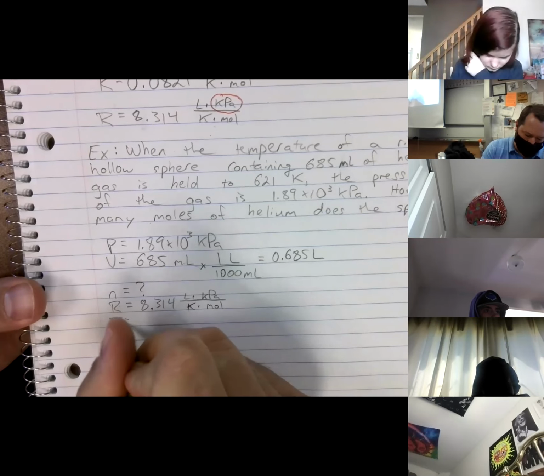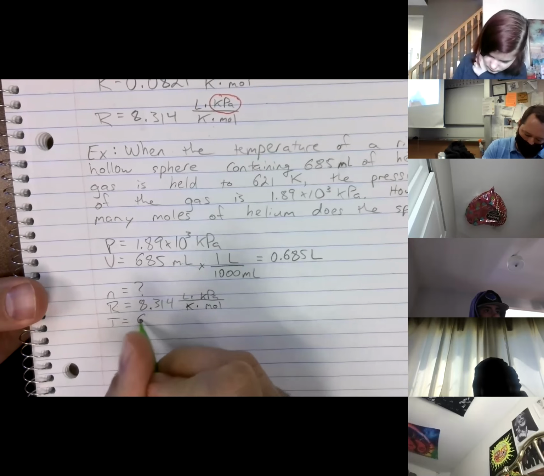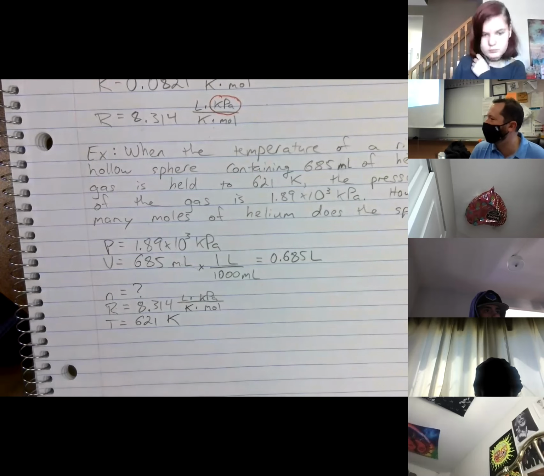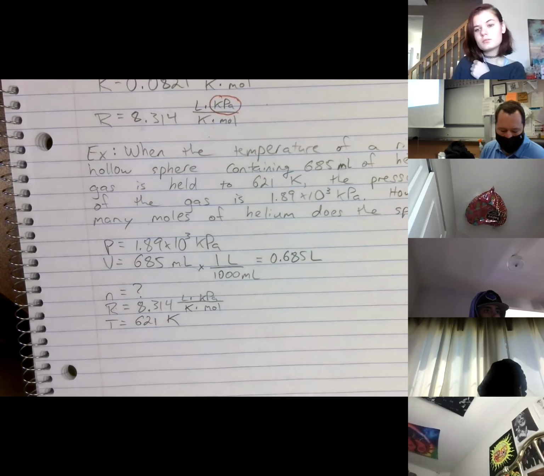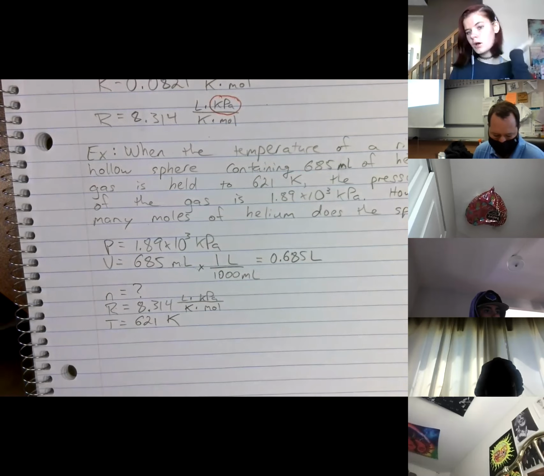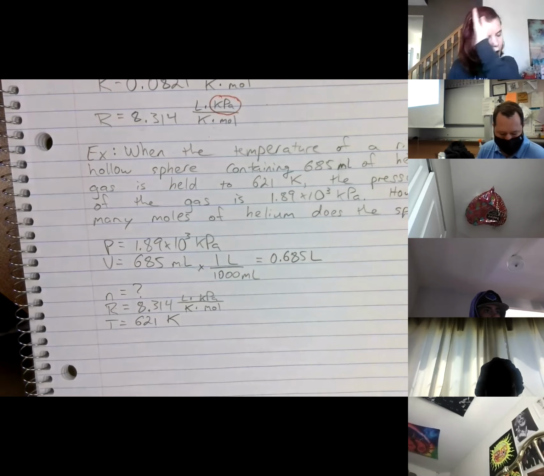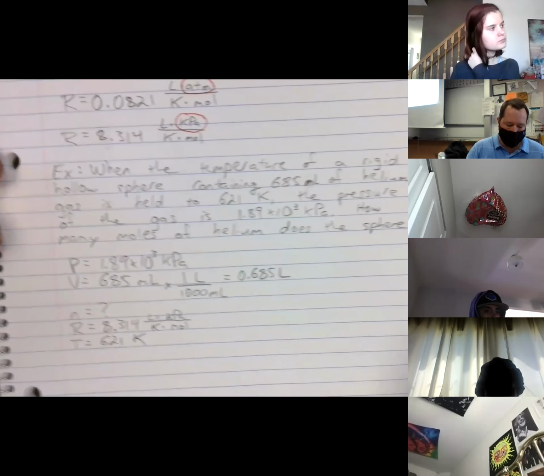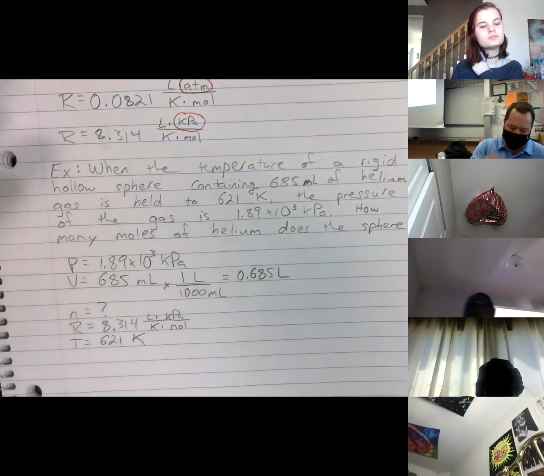And finally, our temperature, 621 Kelvin. Hey, it's nice when they give it to us in Kelvin. We don't have to do any conversions or anything. We just already got it in Kelvin. All right, so there are our variables. Now we're ready to start thinking about the formula.